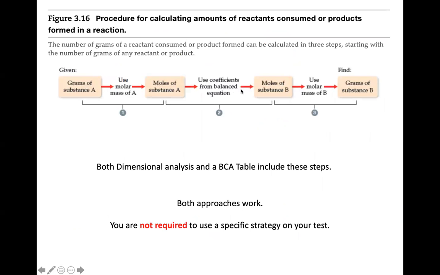This idea of using the balanced coefficients and seeing how moles combine with moles, that's true for any part of stoichiometry. If you're using dimensional analysis, you can follow that scheme that I have outlined right here. If you're using a BCA table, you're also following that scheme. Both of them are the same. They just are set up differently in terms of their accounting within their bookkeeping. You're not required to use a particular approach.